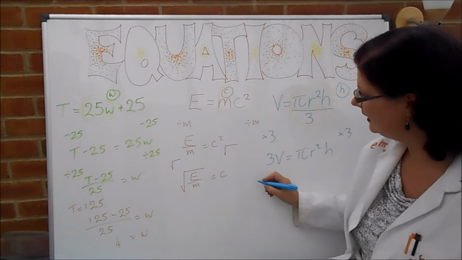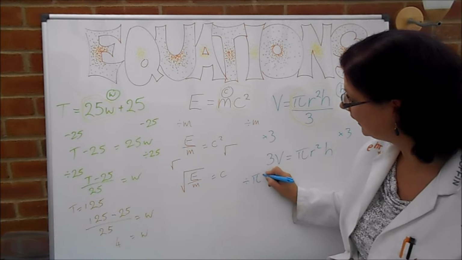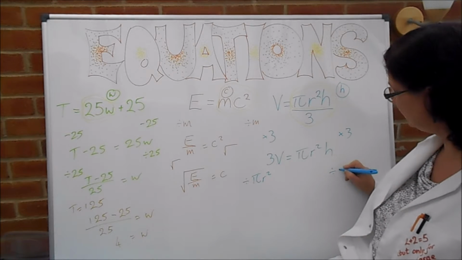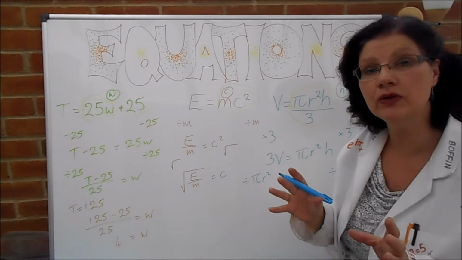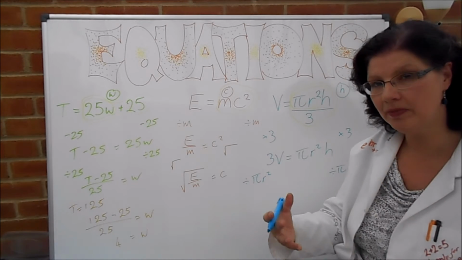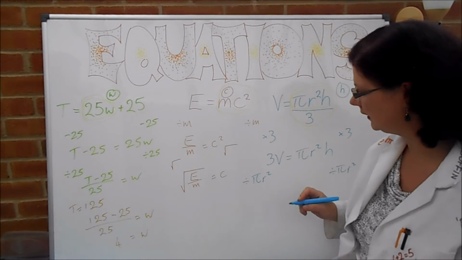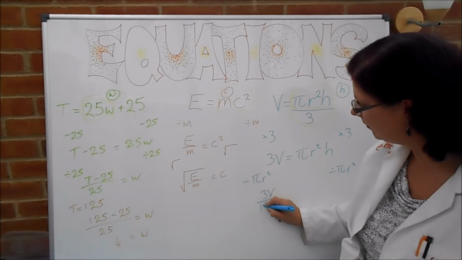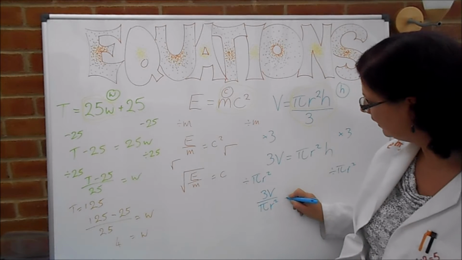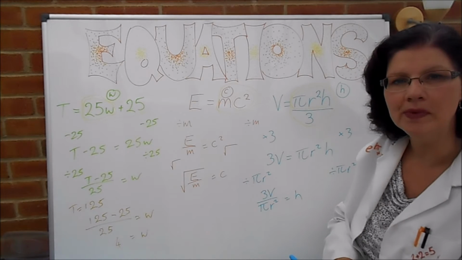Okay, and now I'm going to divide by that whole thing, pi r squared. If you're not happy doing pi r squared altogether, please feel free to divide by pi and then divide by r squared. Okay, just make sure you write it right. So on the left hand side we're going to get 3v over pi r squared, and on the right hand side we've got h, and there's our formula.